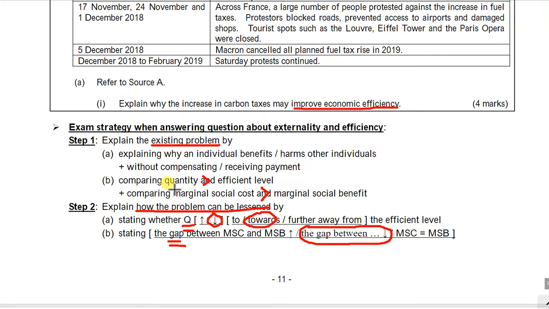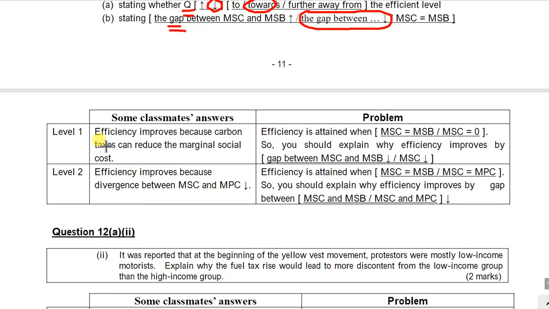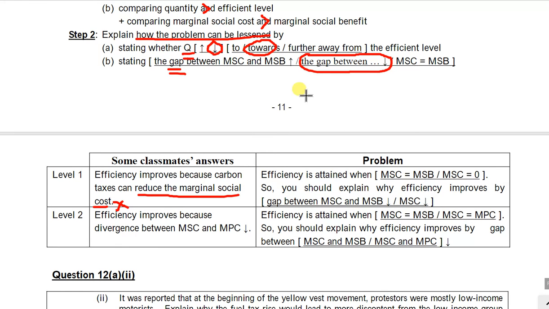So these are the ways you answer questions related to externality and also efficiency. There are two things you need to do. First of all, explain the externality, and then explain how the efficiency improves or worsens. Then from your mock practice, there are two different mistakes that I figured out. The first one, I call it level 1. Some of you said that the efficiency improves because the carbon taxes can reduce the marginal social cost. This is not correct. As I have mentioned, what you have to explain is the gap between the marginal social cost and the marginal social benefit.